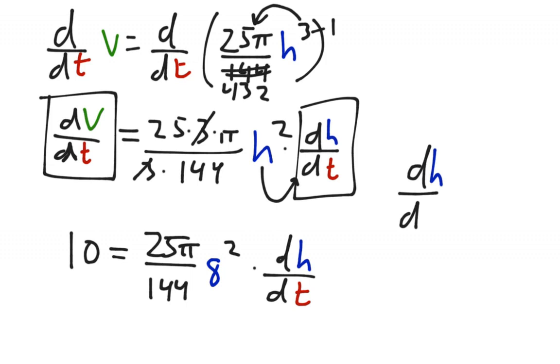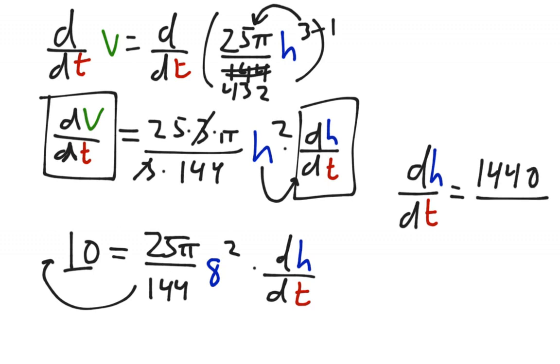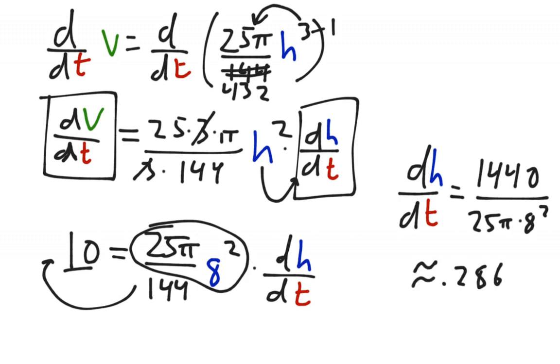So dh/dt is simply going to be equal to, let's see, on the top, we're going to have 10 times 144, so 1440, and on the bottom we're going to have the rest of that, so divided by 25 pi times 8 squared. That's a number. It's approximately 0.286, and then don't forget the units.